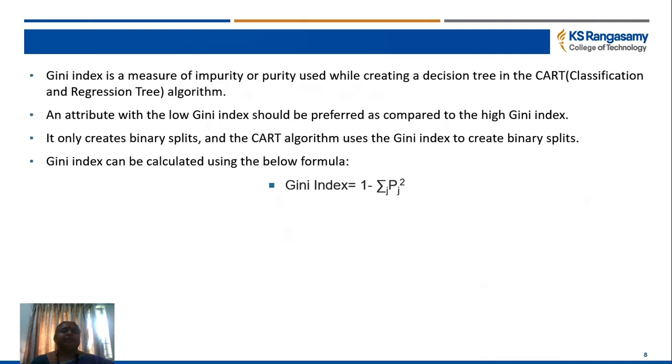Gini index is a measure of impurity or purity used while creating a decision tree in the CART, that is classification and regression tree algorithm. An attribute with a low Gini index should be preferred as compared to the high Gini index. It only creates binary splits, and the CART algorithm uses the Gini index to create binary splits. Gini index can be calculated as 1 minus the summation over j of p_j squared.